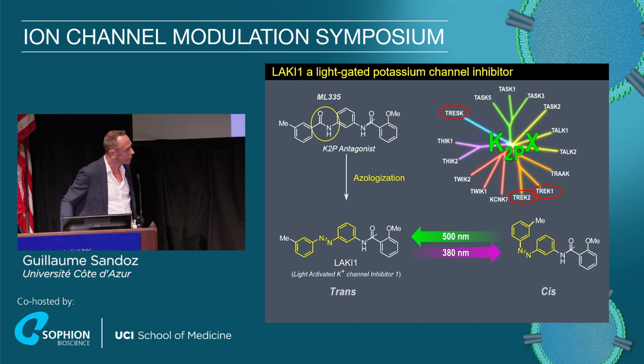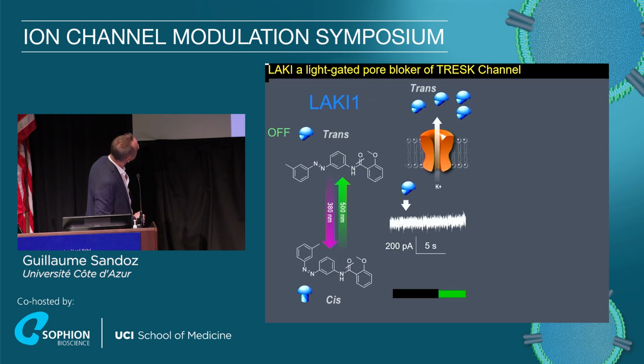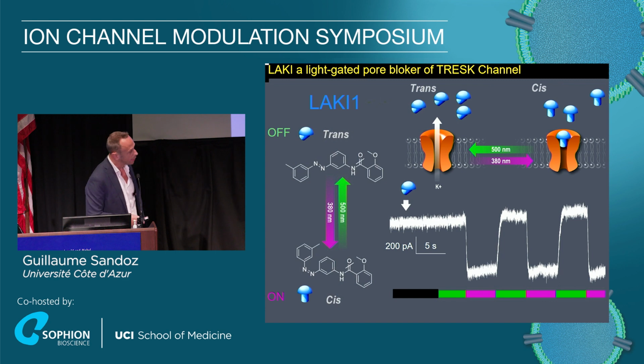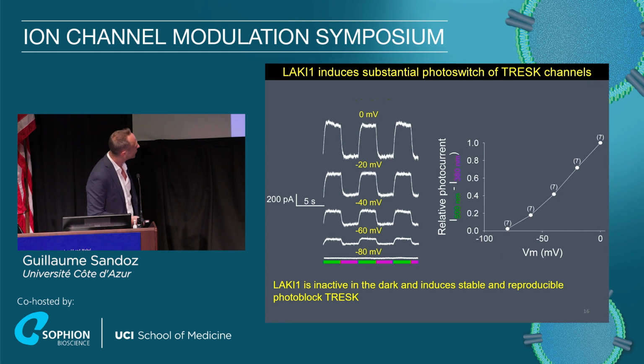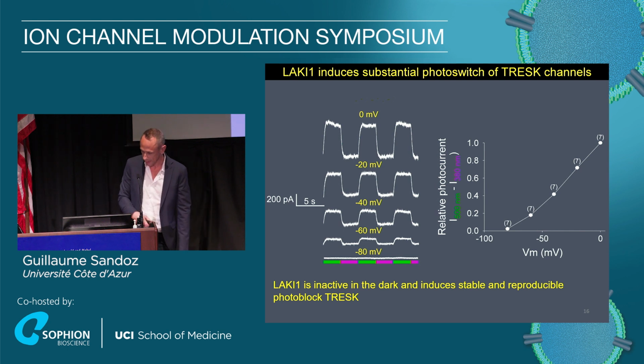It's what we tested first in a heterologous system on TREK. At the beginning of the experiment, we apply the drug, and we have no effect. Then we apply the green light, no effect. Then we shine the UV light, and we get up to 80% inhibition of the current carried by TREK channels. This current is very likely potassium, because if you plot the density of this current according to the membrane potential, you have a perfect outward current, a perfect potassium current related to TREK.